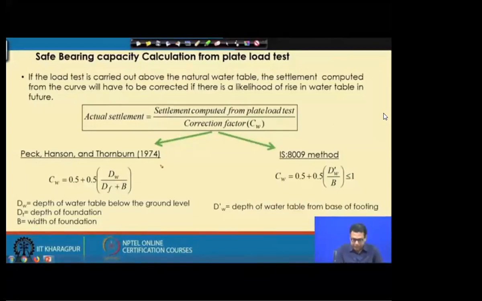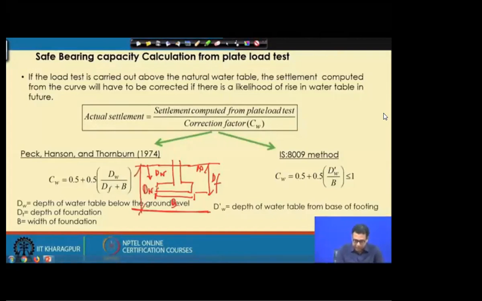So, remember the difference between these two methods. If this is your foundation and this is the ground level, dw is this one, d or df is the depth of foundation, and B is the width of foundation. So, any position of the water table from the ground surface is called dw.